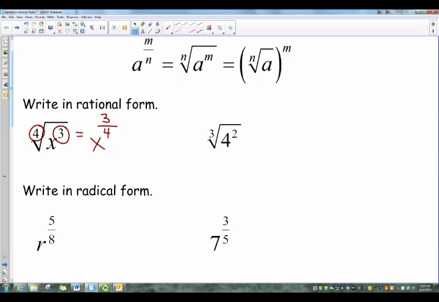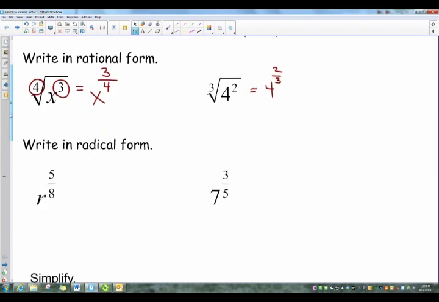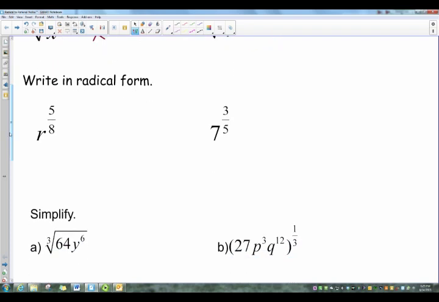And there you go. Now in this second one, I can set it up much the same way. So I've got the cube root of 4 squared. So I know 4 is my base. I've got 3, which is the index. That's going to be the denominator. The 2 is my numerator. And I've got 4 to the 2/3 power. And there you go. Okay, so this is one way to look at these problems and rewrite them in rational form. Now, going to radical form is the same thing, it's just reversed.